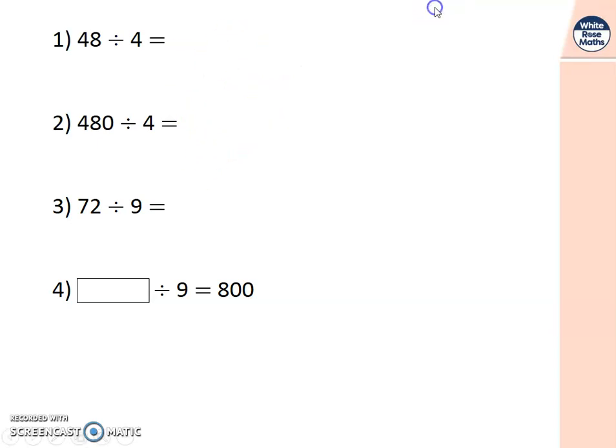48 divided by 4, it's in our times table. 4 times 12 would make 48. If we know that, 480 divided by 4 is just 10 times bigger, 120. 72 is in our 9 times table, so 72 divided by 9 is 8. And then we're using to work backwards. Now, we've made 8 into 800. We made it 100 times bigger. This stayed the same, so we need to make this one 100 times bigger, which is 7,200.